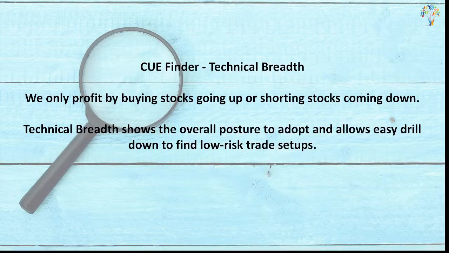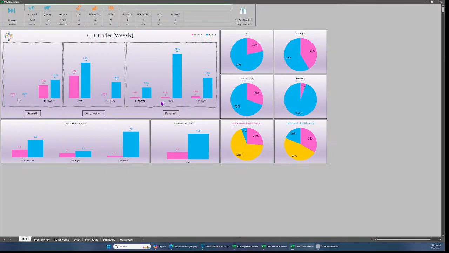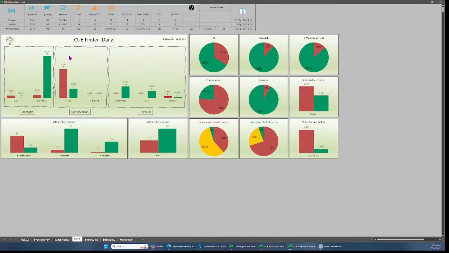Technical breadth is important because we profit only by buying stocks going up and shorting stocks that are coming down. Weekly technical breadth, bearish across, sorry, not bearish of course, bullish across the board. This allows buying. Daily technical breadth is also bullish overall, allows buying.